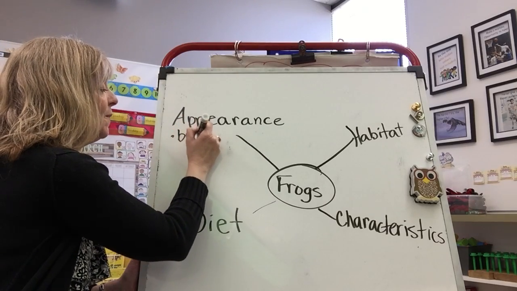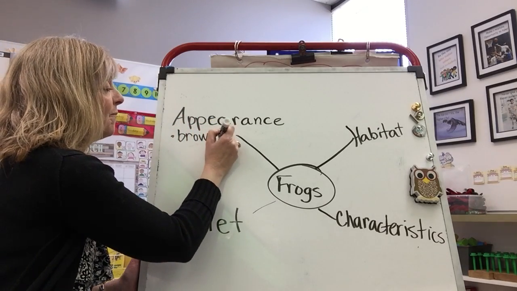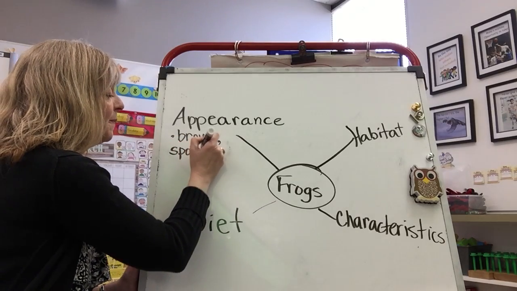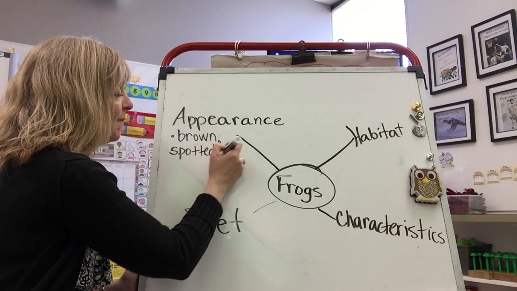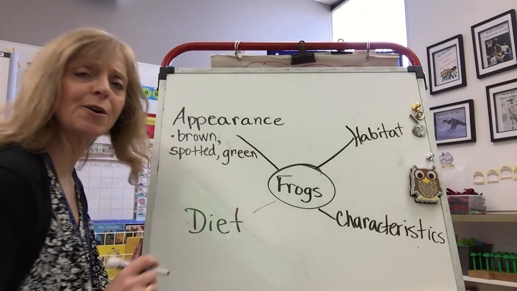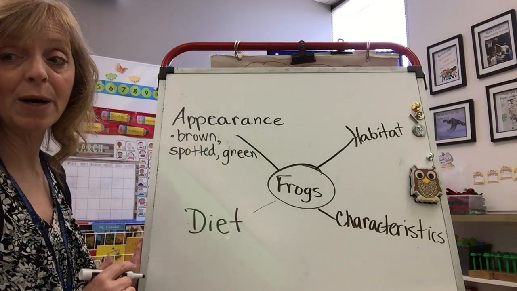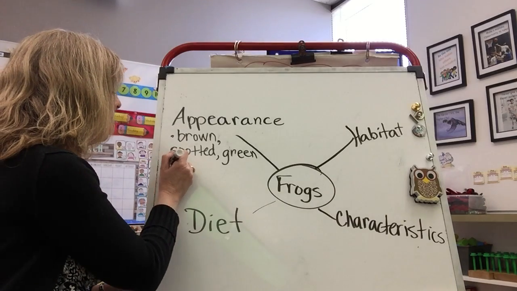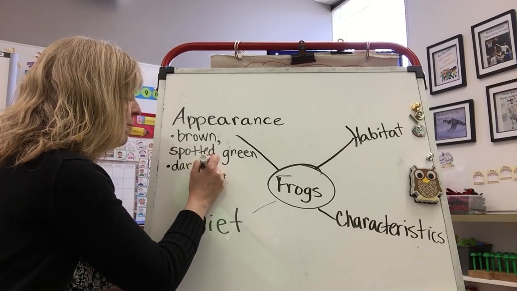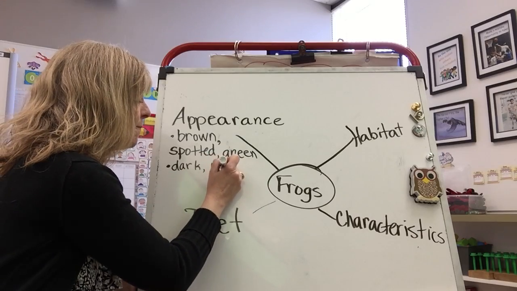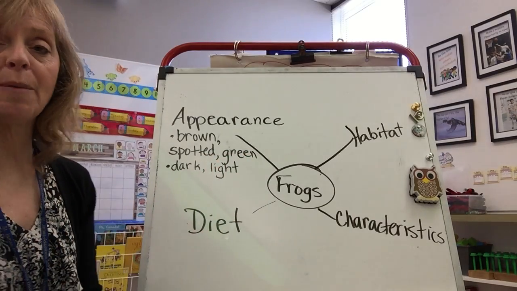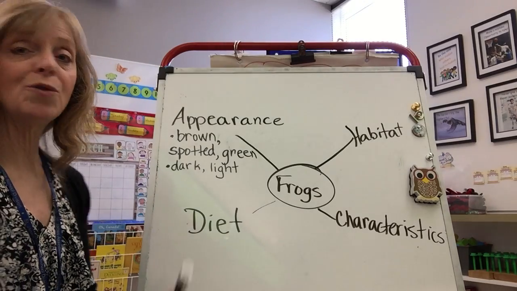They could be brown, spotted, or green. Most frogs, I would say, are green, but wood frogs are very brown. They can be dark, or they can be light. There's some things about their appearance. So here's some things you could write.